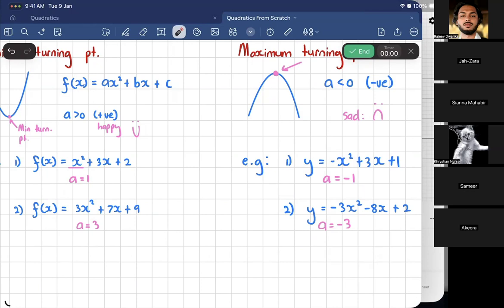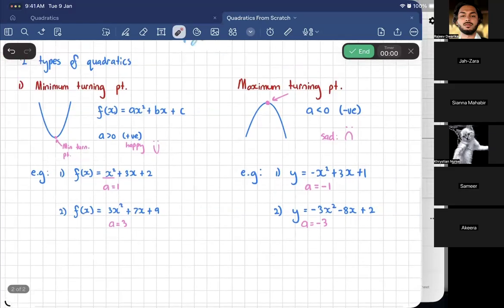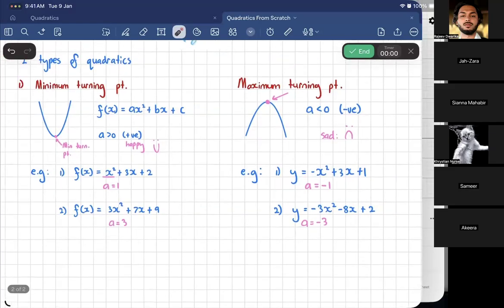If A is positive, think of a happy face. That would correspond to a minimum turning point. So is everybody okay with these two, the two types of a quadratic? Yes, sir. I need some more people to tell me. I find it real sparse. Let me know, guys. Yes, sir, we understand.